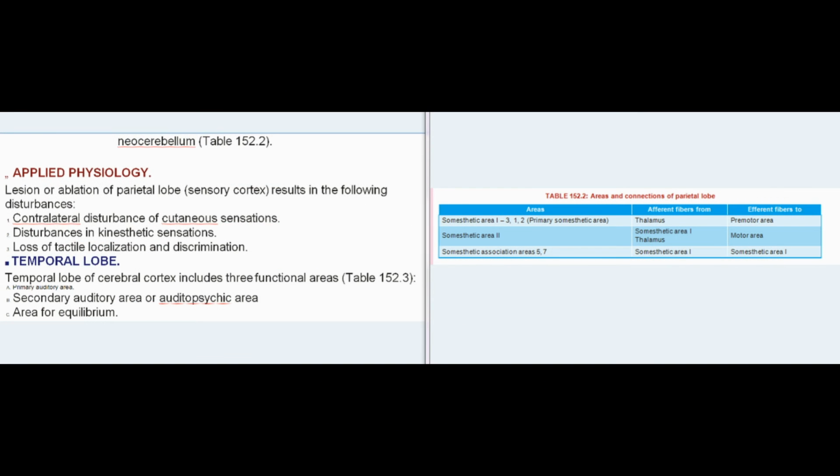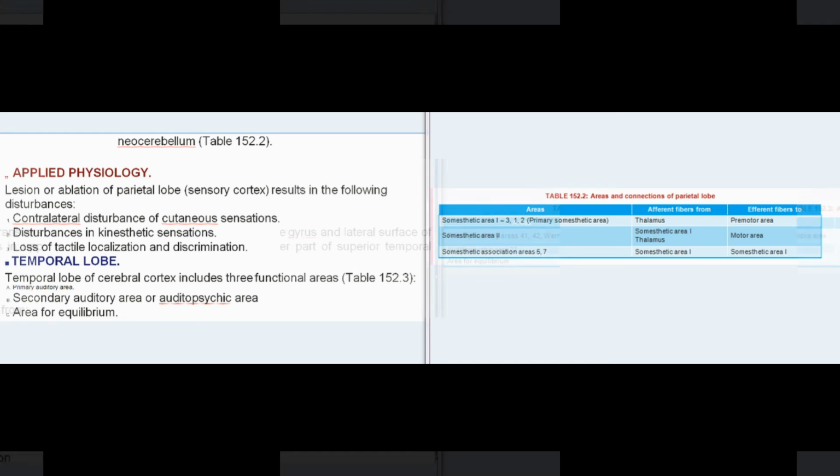Applied physiology. Lesion or ablation of parietal lobe, sensory cortex, results in the following disturbances: contralateral disturbance of cutaneous sensations, disturbances in kinesthetic sensations, and loss of tactile localization and discrimination. Temporal lobe. Temporal lobe of cerebral cortex includes three functional areas, Table 152.3: primary auditory area, secondary auditory area or auditopsychic area, and area for equilibrium.